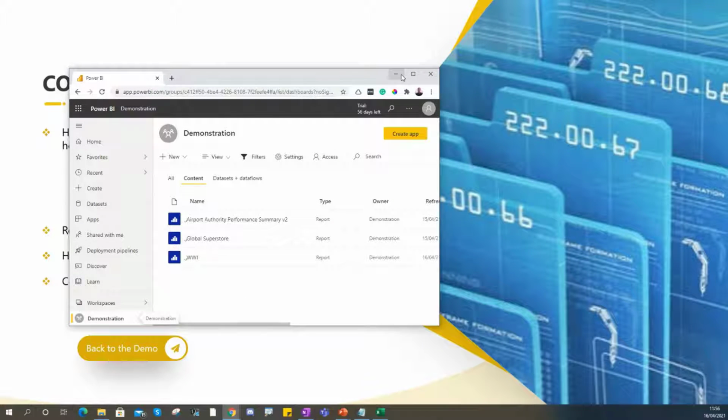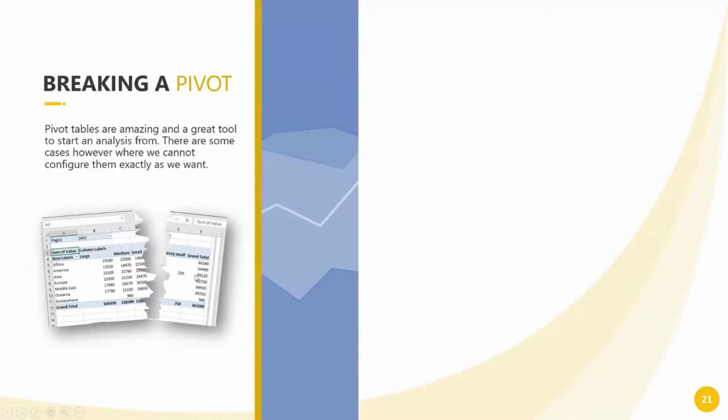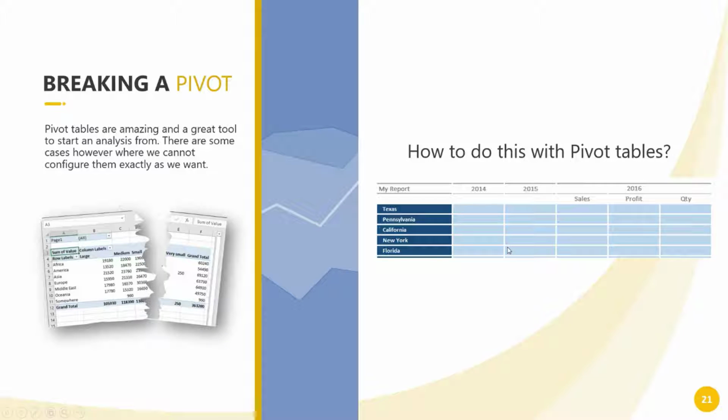So, okay, we are back here. Another thing is that pivot tables are really amazing, a great tool for analytics, maybe the most used analytics tool worldwide, as a feature in Excel. So they are great, but imagine this case. How can you build something like this with pivot tables?